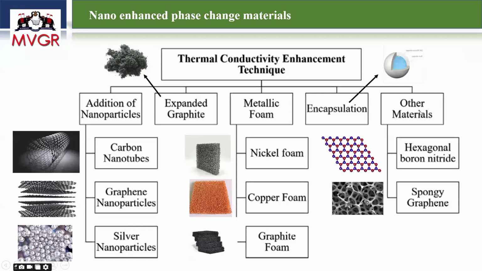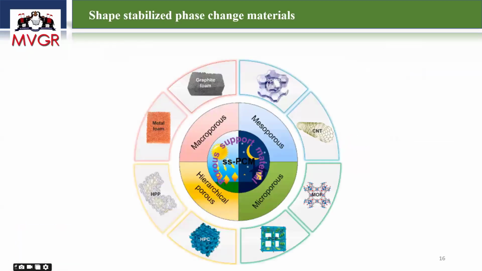And there are some other materials also available, like hexagonal boron nitride and spongy graphene. These are also porous structured materials. We can mix these materials into the liquid phase material to arrest the leakage problem. And these are the various materials.